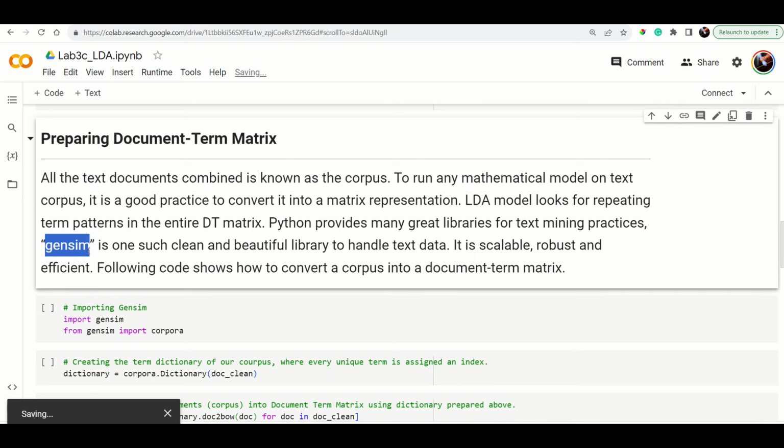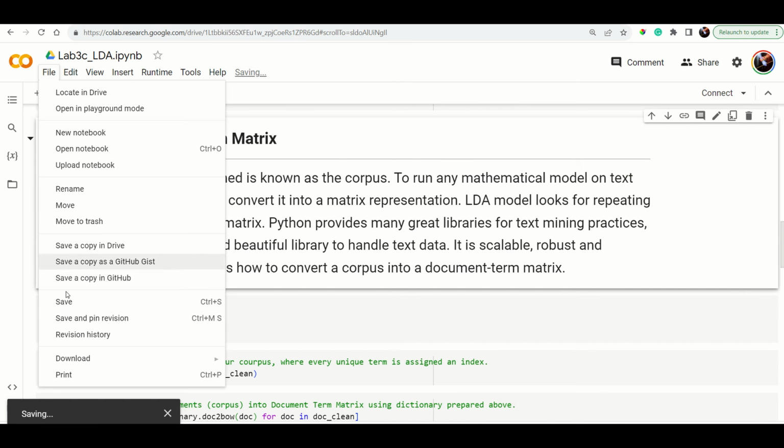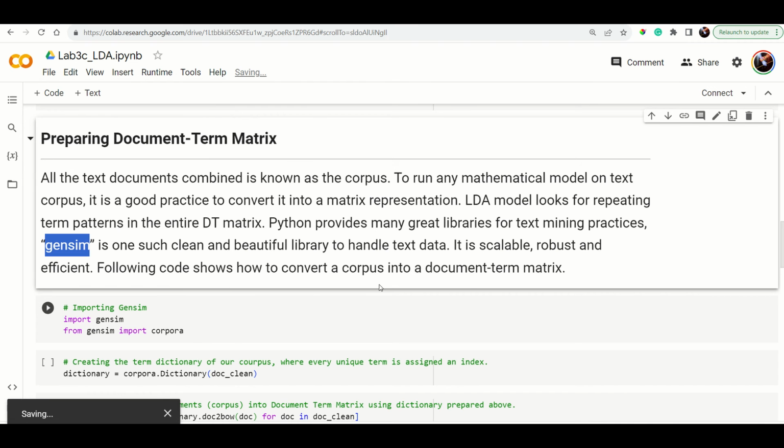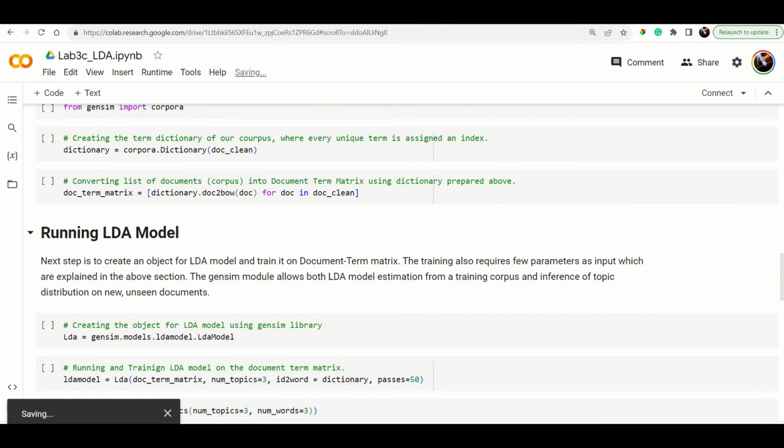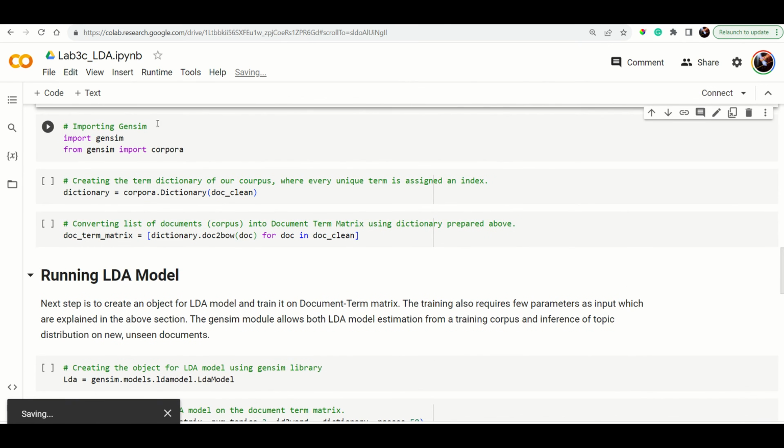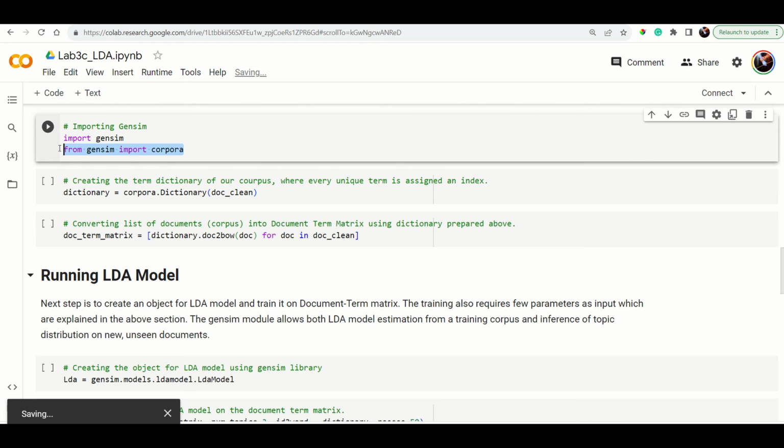Gensim stands for generate similarity, and it is one of the clean and beautiful libraries to handle the data. So, the first thing which we have to do is convert them into a document term matrix, right. So, we are importing Gensim, and from Gensim we are importing corpora.